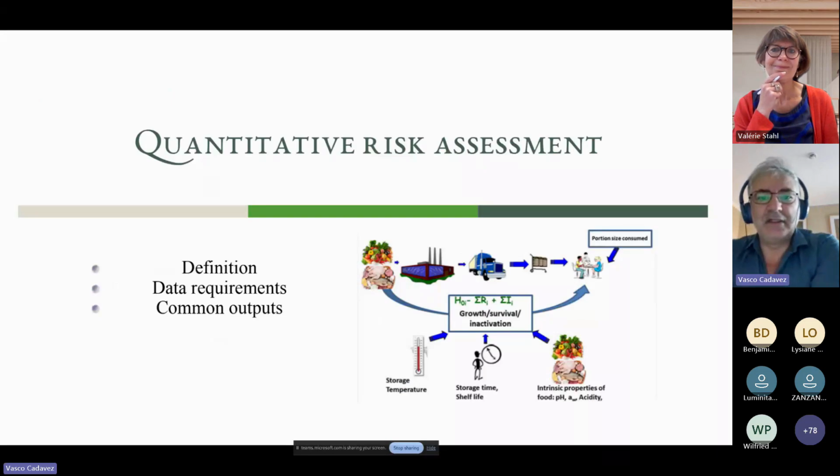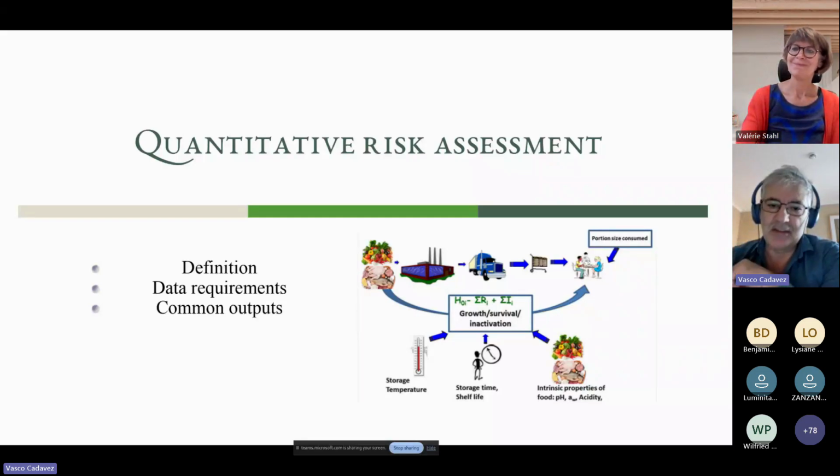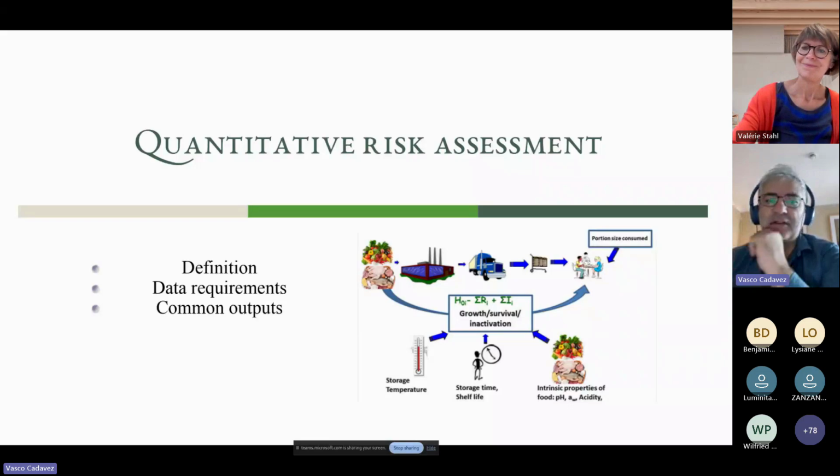Let's start with the quantitative risk assessment, definition, and data requirements. As you can see in this picture, when we develop a model like this, we can go from the production to the consumer. So we have all the stages along the production, transformation, and storing, for example. So we can model and we can use all the information from farm to fork, let's say.